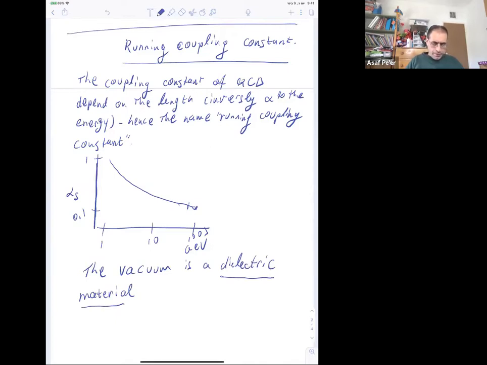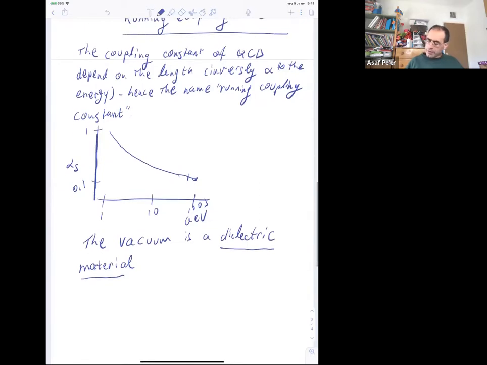Just to remind you that the dielectric material is a material, it's an insulator which can be polarized when an electric field is applied. This is an insulator that can be polarized when an electric field is applied.